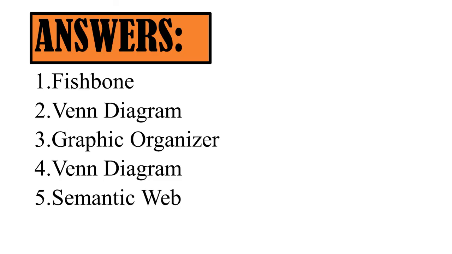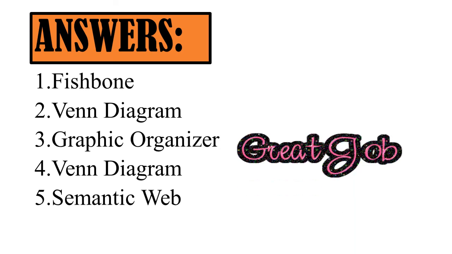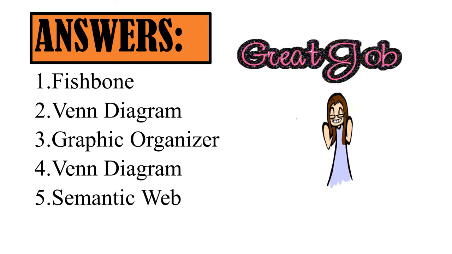Now let's check. Number 1. Fishbone. Number 2. Venn diagram. Number 3. Graphic organizer. Number 4. Venn diagram. And number 5. Semantic web. Got a perfect score? Great job!